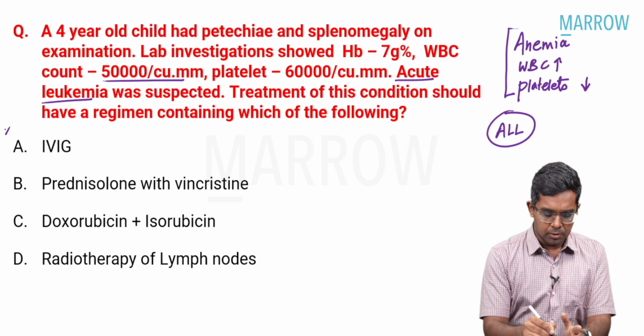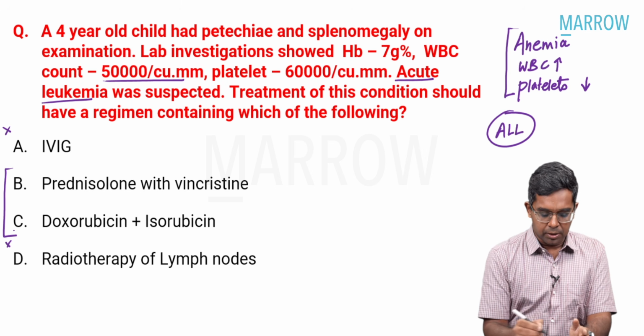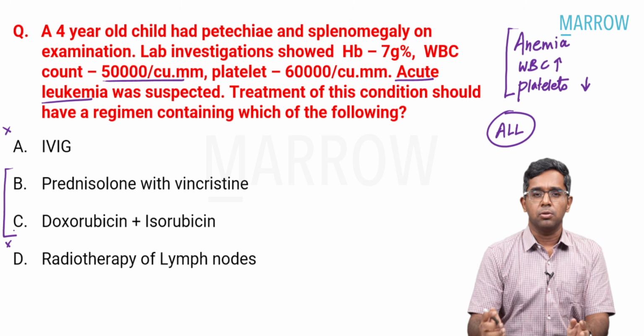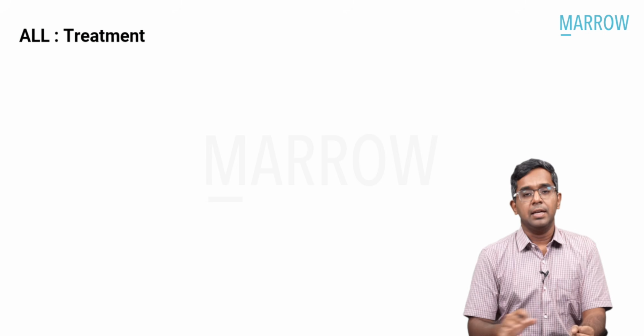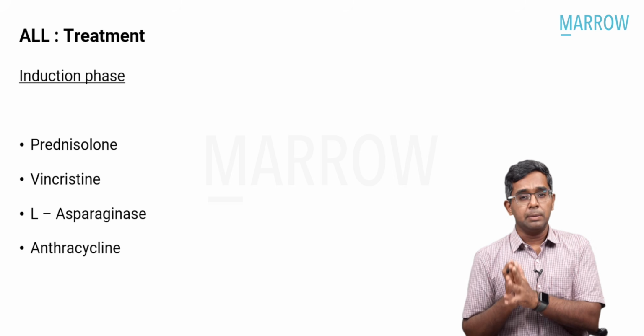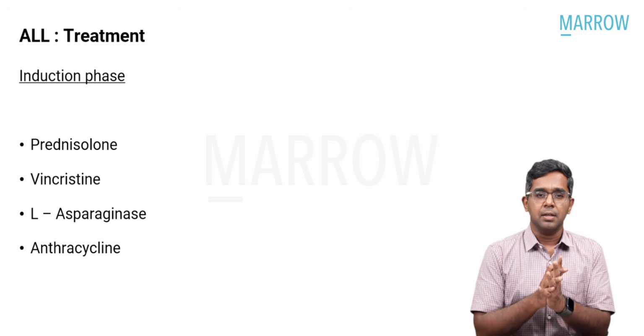So, IVIG is not an option and radiotherapy is also not an option. It has to be either B or C. Now, this is based on the knowledge of treatment of acute leukemias only. In the treatment of ALL, what we start first is called the induction phase. And the induction phase treatment will include typically 4 drugs, namely prednisolone, vincristine, L-asparaginase, and anthracycline.